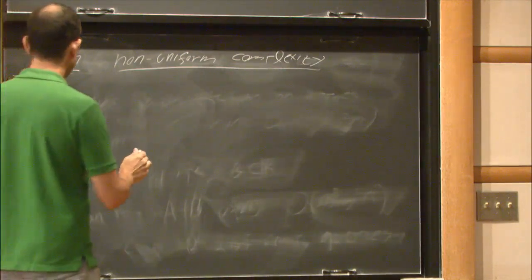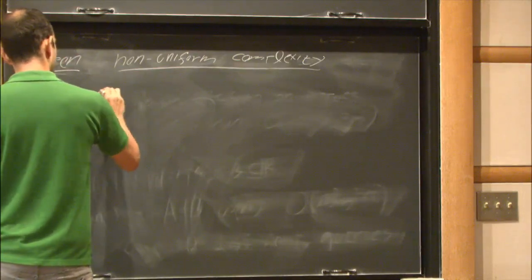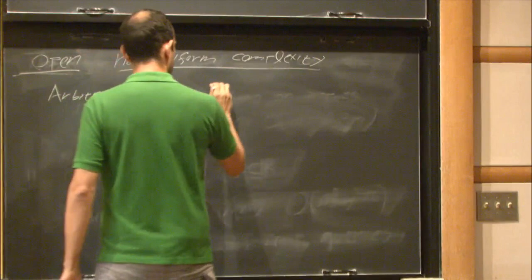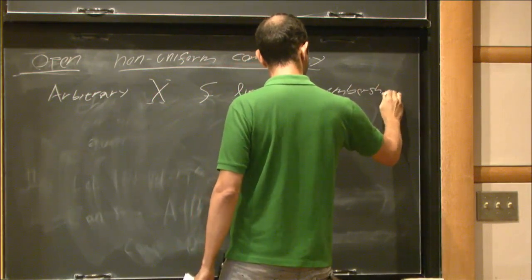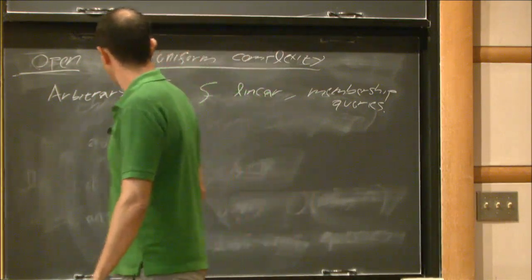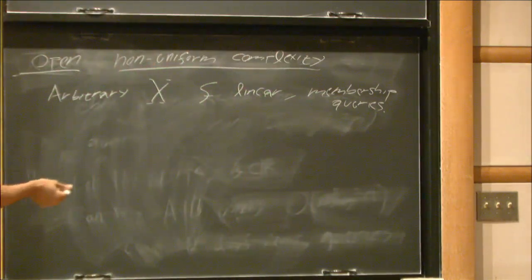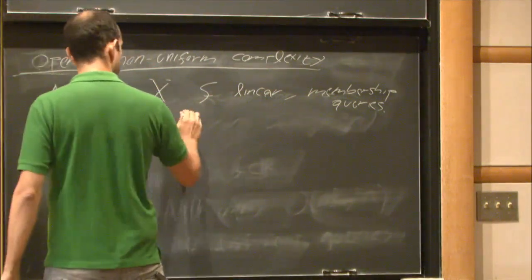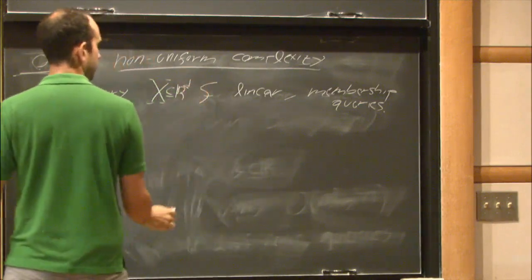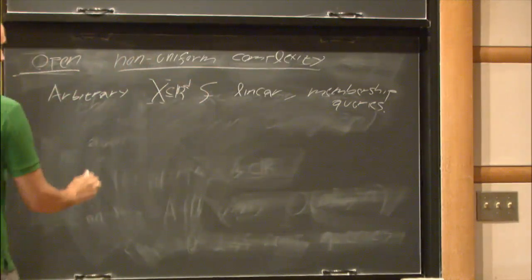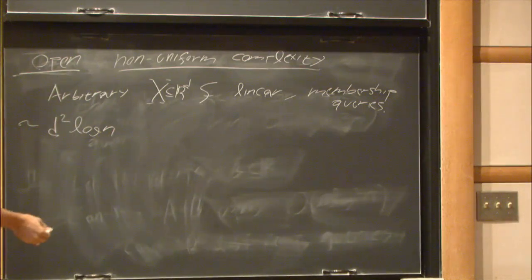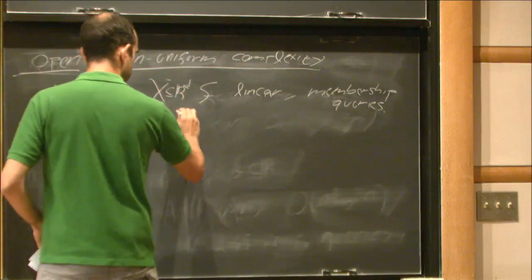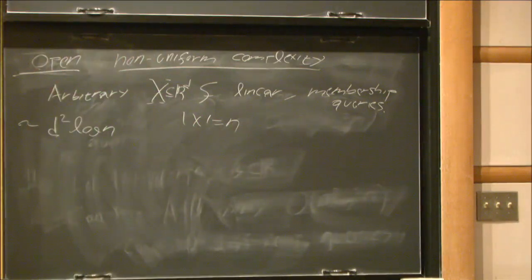This is arbitrary X, linear, membership queries. The best known upper bound is, in Rn, actually let's call it Rd now, so X is a subset of Rd, roughly d squared log n, where n is the size of X. The lower bound is d log n. So d squared log n is the best known upper bound.